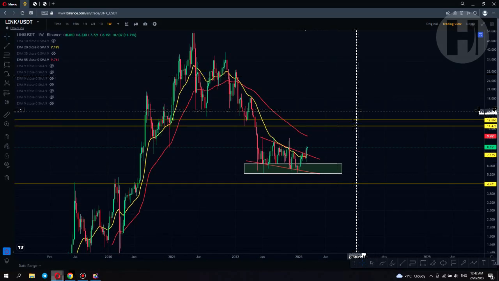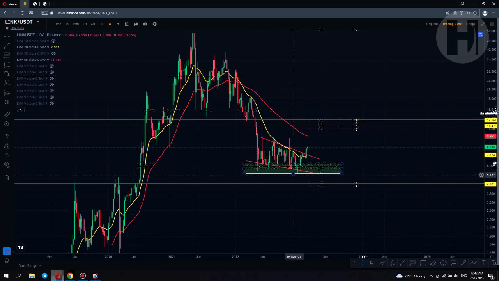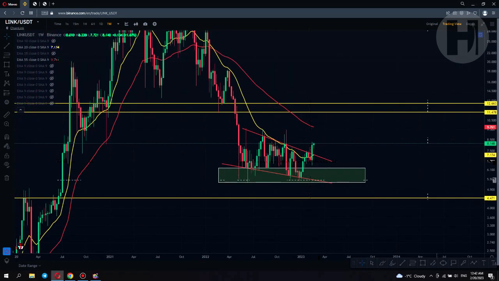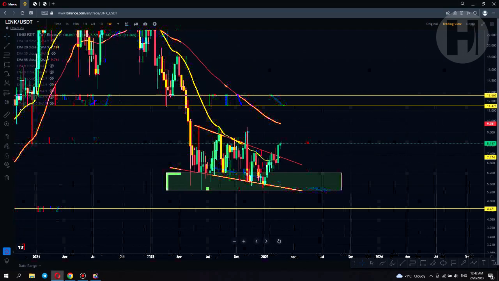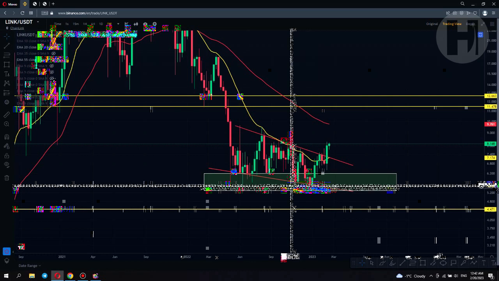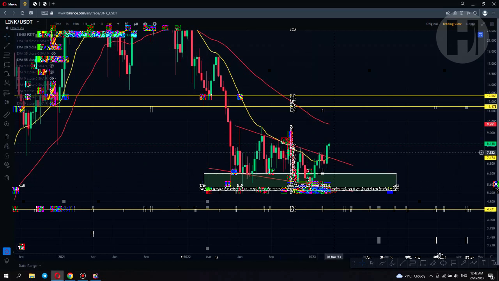Taking a look at the weekly chart, as you can see, we're breaking out of this falling wedge, you could say. And well, this is technically a falling wedge because we're at a 45-degree angle and the trend lines are diagonal towards the apex of the pattern. So this is a falling wedge, and we're breaking out of this support block.